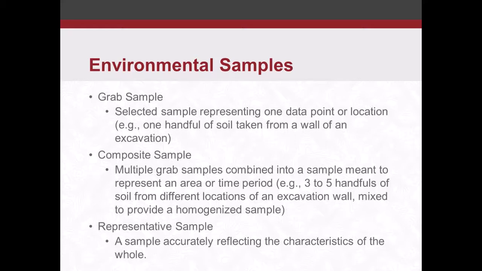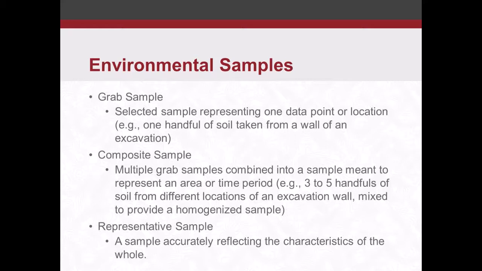Now there's benefits to both. A grab sample, that's going to give you a point in time, a point in location right there. So if you have a specific area of concern and you take a worst case scenario, that'll give you kind of worst case data. Whereas your composite sample, it combines everything.